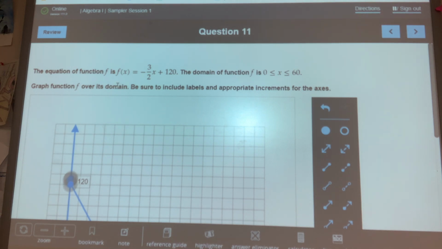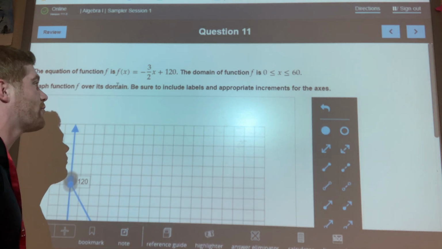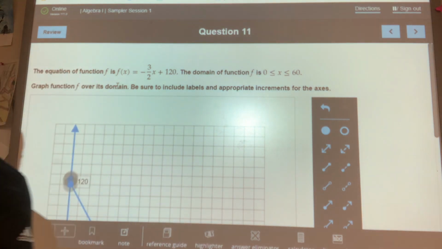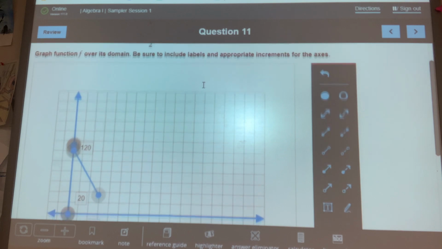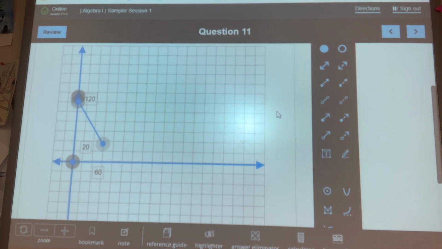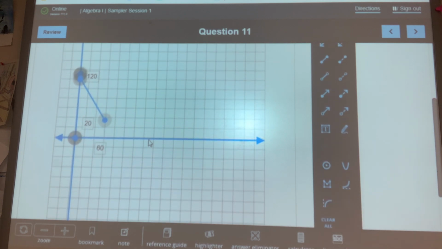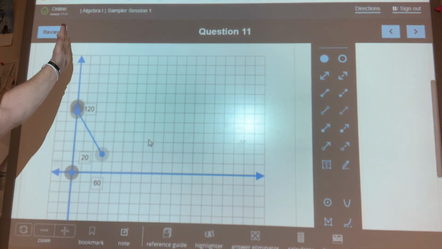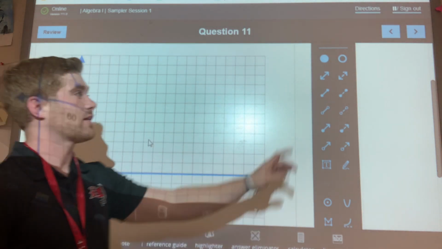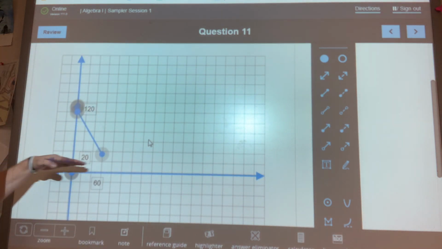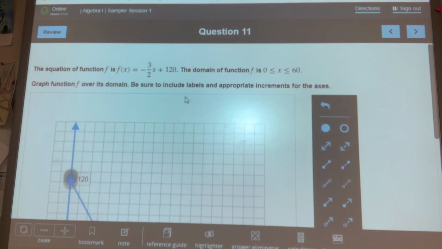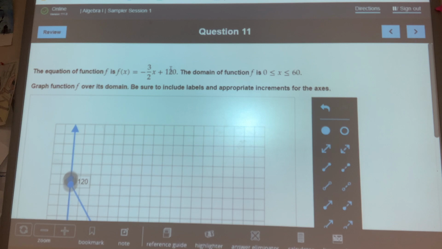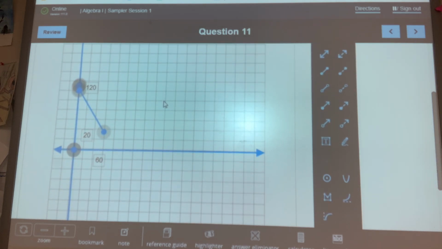Okay, it says the equation of the function is f of x equals negative 3 over 2 x plus 120. Okay, I'm going to show you how I set mine up. Okay, let me see if I can zoom in a little bit. Can't. Okay, so what I chose to do is I clicked on this button right here. And I made a line that went up and down. I then clicked this button again and made a line that goes sideways like this. Okay, so what I know from up here is that the y-intercept is 120. So I know that on this line, it crosses at 120.